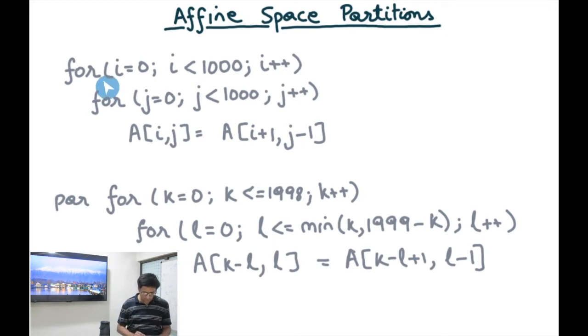I have this program: for i equals 0 to 1000, for j equals 0 to 1000, a[i][j] equals a[i+1][j-1]. Now I want to point out that, in this example, I'm just assuming that a[-1] is also a valid memory location and things like that. So don't worry about that.